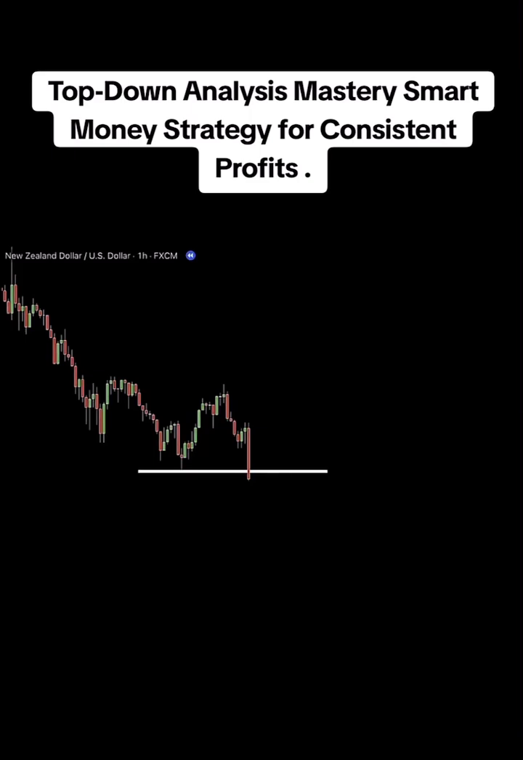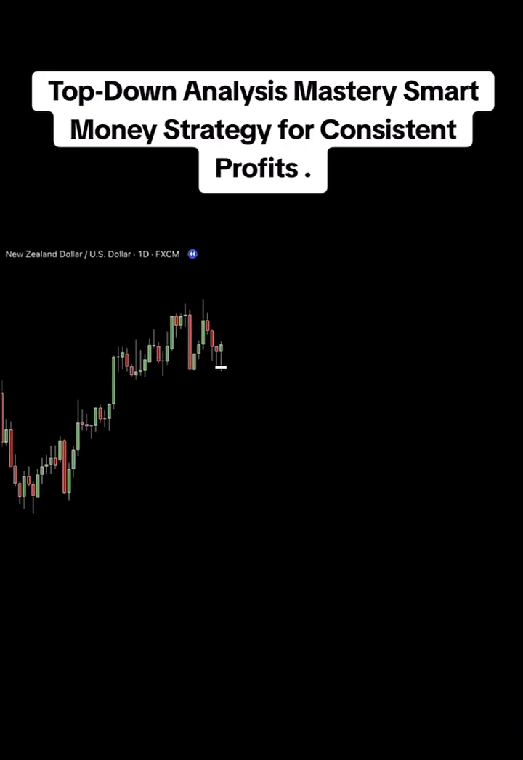Here's a great example of why top-down analysis is crucial. Let's say you spot a bearish setup on the hourly New Zealand dollar US dollar chart, a strong breakout, tempting you to go short. But let's take a step back and check the daily time frame. On the daily, we see a different story. The market has been trending up, then consolidating, forming a clear demand zone. In fact, the price was recently rejected from this zone, suggesting an upward move is likely.